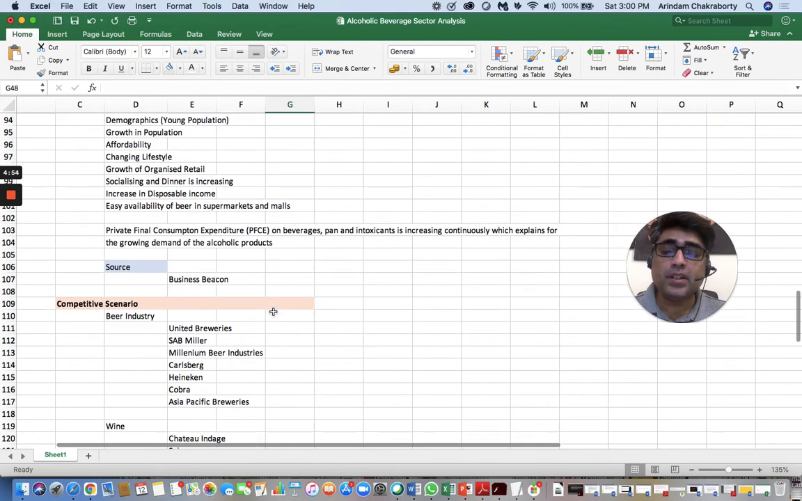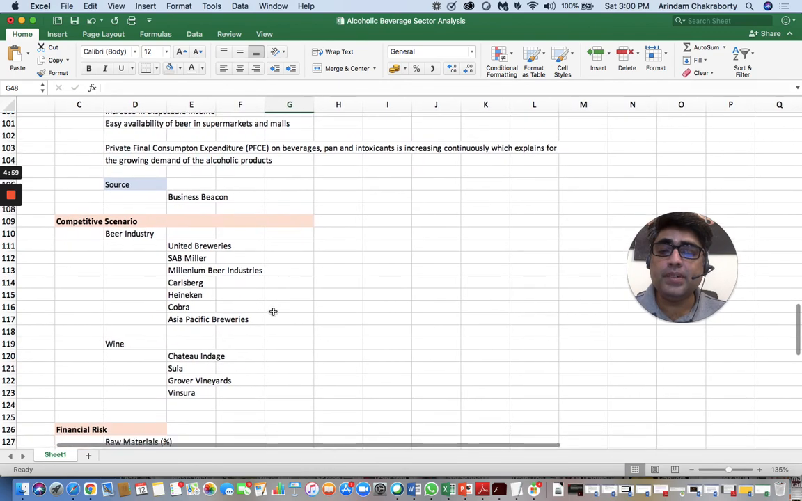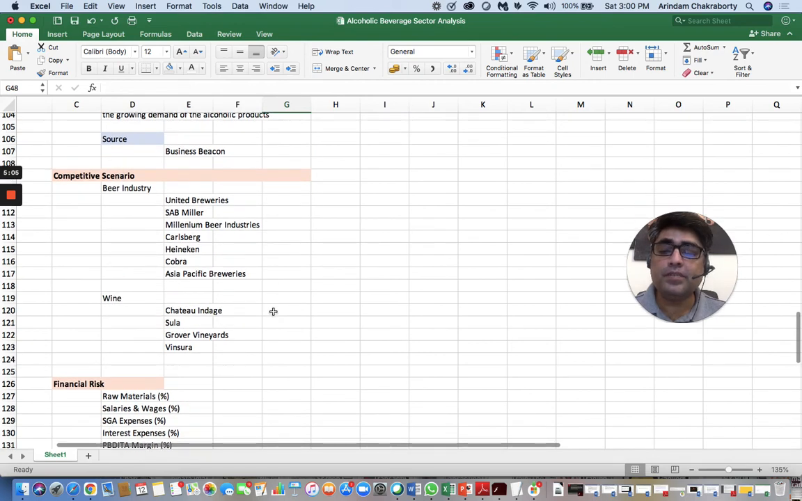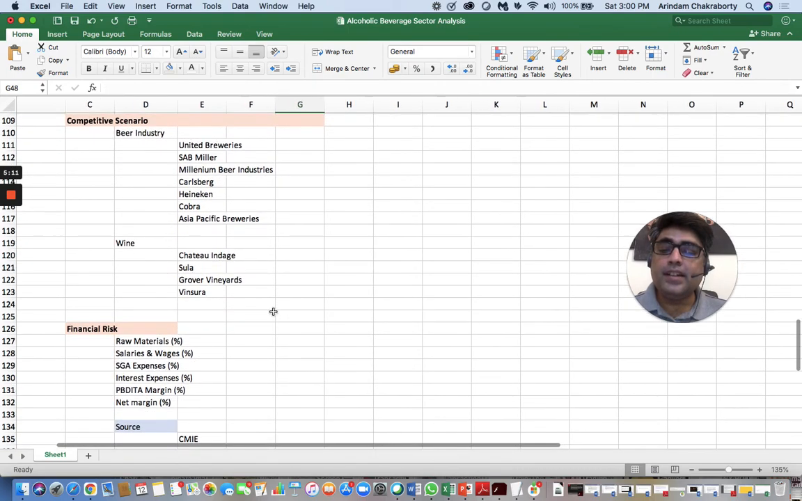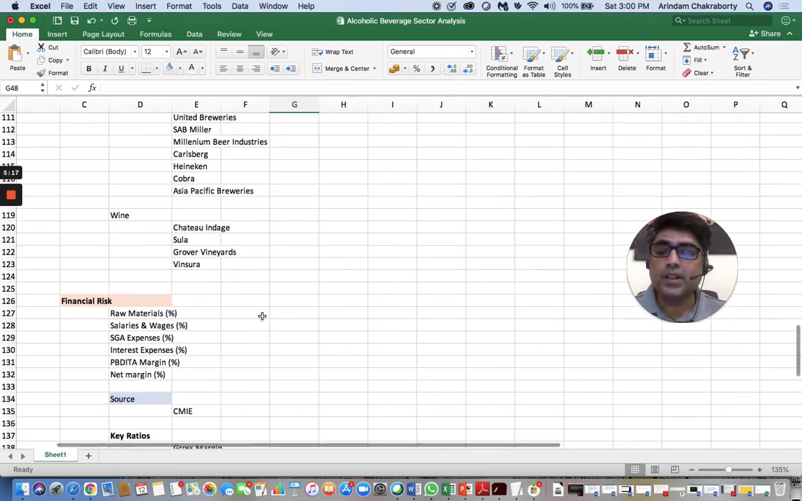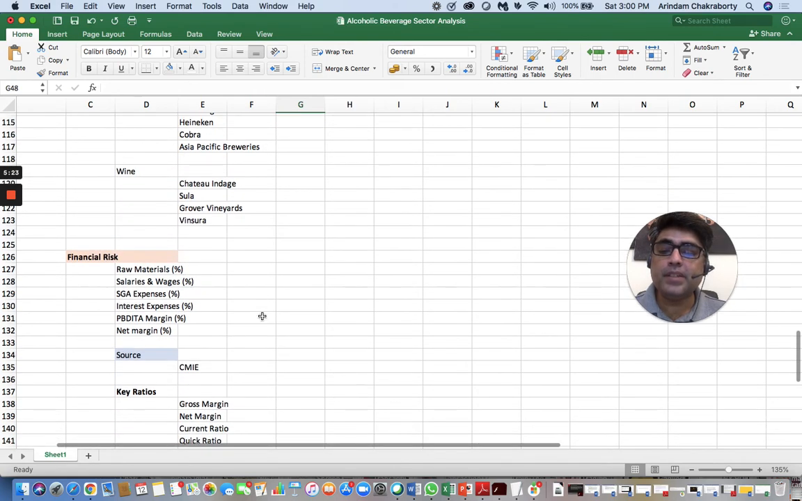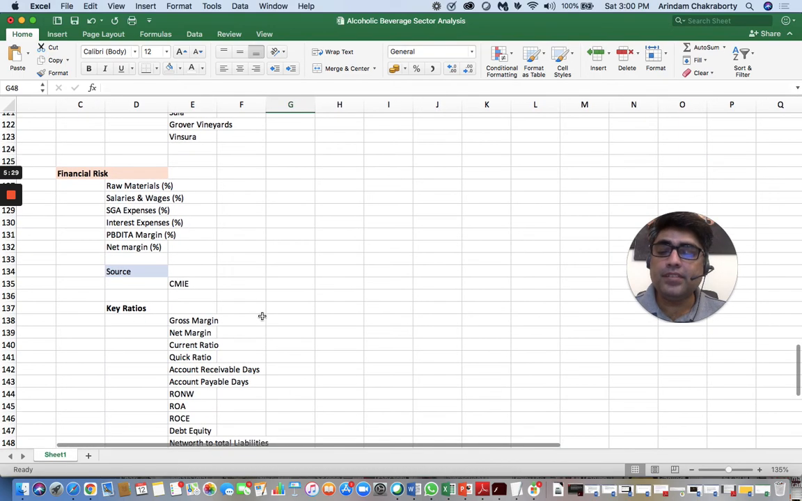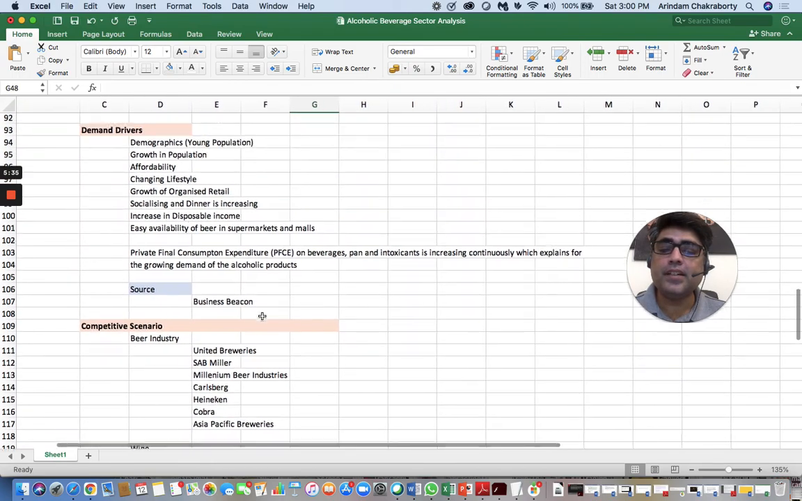Then we can speak about the competitive scenario. In the beer industry, we have United Breweries, SABMiller, Millennium Beer Industries, Carlsberg, Heineken, Cobra, and Asia Pacific Breweries. In wine, we have Chateau Vintage, Sula, Grover Vineyards, Vinsura, and many others. Then we can go about understanding the industry as a whole: raw material percentage, salaries and wages percentage, SG&A, interest expense, PBDIT margin, and net margin. All these pieces of information we can get from CMI, along with the different ratios in context of this industry.